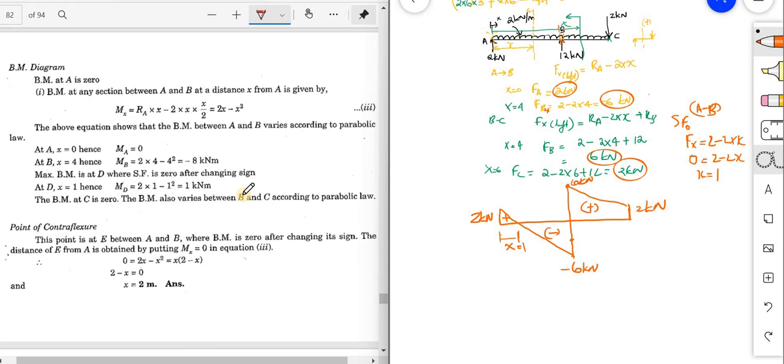So bending moment again, there are different points. I am marking these points as A, B, C, and let this be D. I have to find out the bending moment at these various points. First, let me find out what is the bending moment at A.